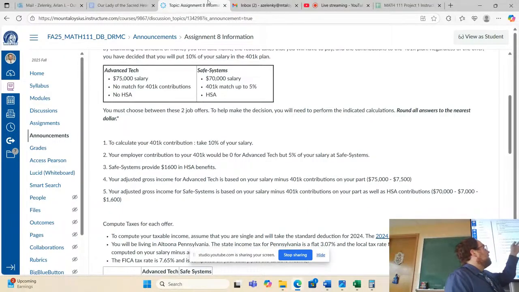So in this example, on 70,000, you would put 7,000 in for 10%, right? And then 5% of that is 3,500, I think. 5% of 70,000. Yeah, that's 3,500. Okay. So your contribution would be 7,000, but the employer's would be 3,500 then.